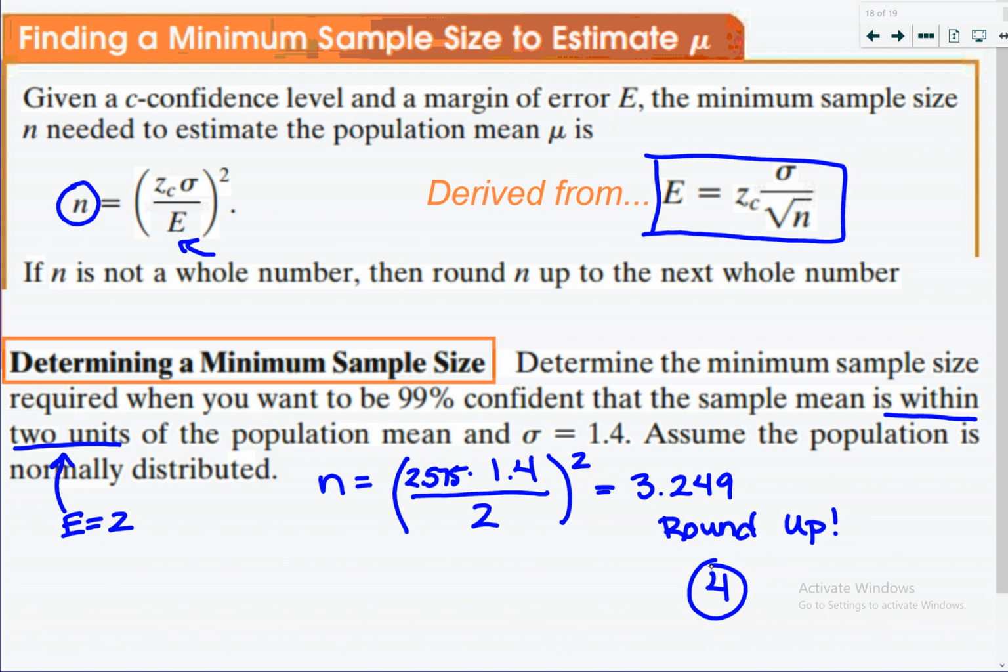Why does the notice of 2 units matter? The 2 units is the margin of error. They're saying whatever interval we get, we want our sample mean to be within 2 units. So it's always, they say within this many units, whatever the unit is, dollars, people, whatever. That's your margin of error there.